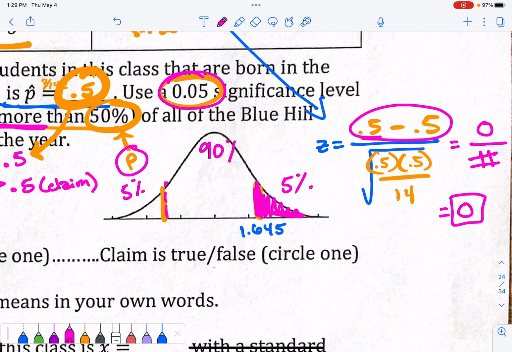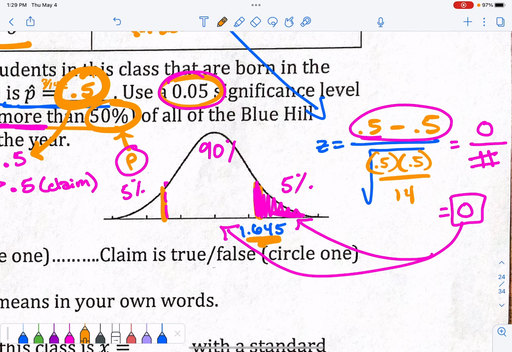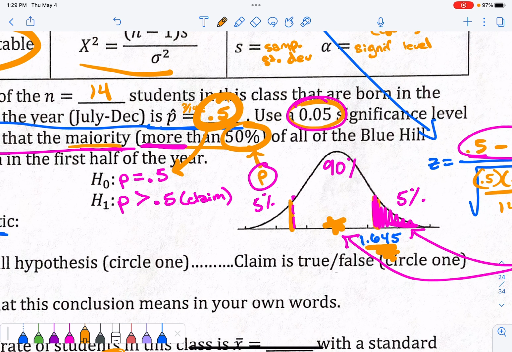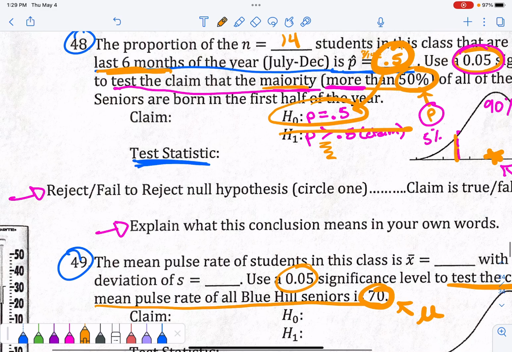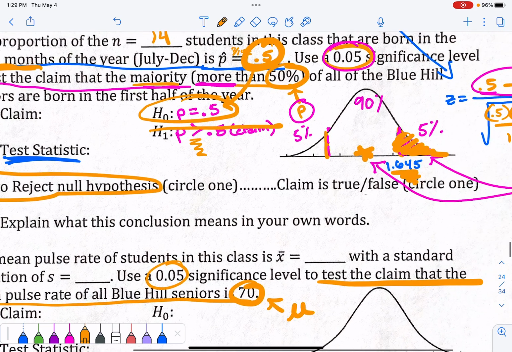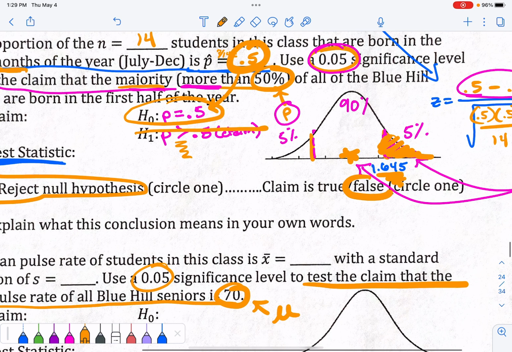So my z value is 0, and I'm going to compare to where does it live. Does it live there or does it live in the shaded region? If 1.645 is my number here, then 0 is going to live right there, which means that we're going to circle this one and cross this one off. It is not greater than because it's not in this region. So he is going to be equal to 50% and not greater than 50%. So I'm going to fail to reject the null hypothesis. Circle that one. The claim in this case is false because we are claiming that it is greater than 50%.